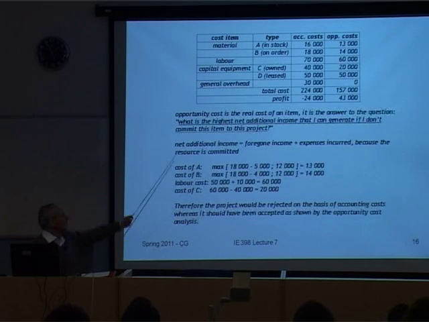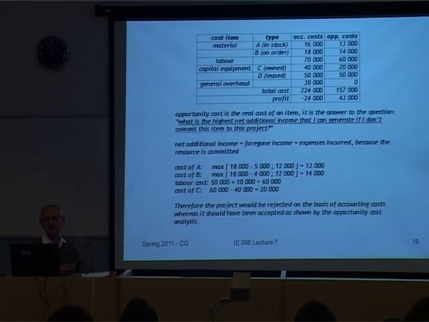The net additional income, what we mean by net additional income, I decided to define it here. It's firstly foregone income, the income that you cannot obtain because you are using the resource here. This is the income that could be obtained elsewhere, okay? Plus the expenses incurred because the resource is committed. When you use the resource, the net additional income will be computed as the sum of foregone income and any extra additional expenses that you have to incur because you are committing the resource to this project.